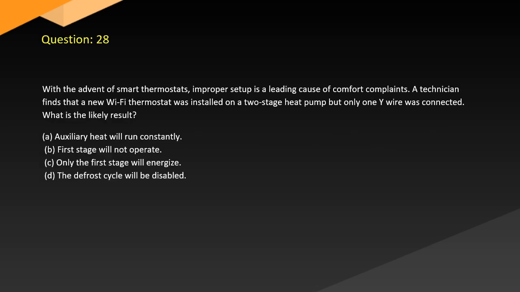Question 28. With the advent of smart thermostats, improper setup is a leading cause of comfort complaints. A technician finds that a new Y thermostat was installed on a two-stage heat pump, but only one Y wire was connected. What is the likely result? A. Auxiliary heat will run constantly. B. First stage will not operate. C. Only the first stage will energize. D. The defrost cycle will be disabled.